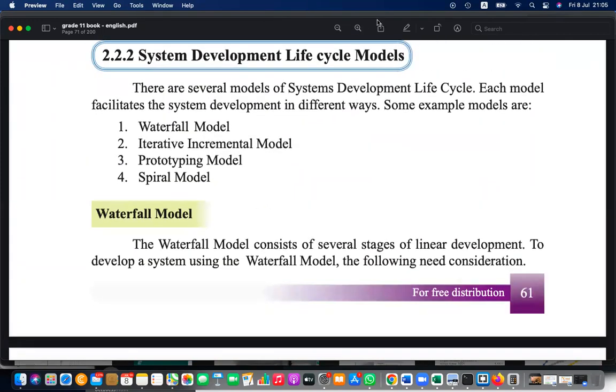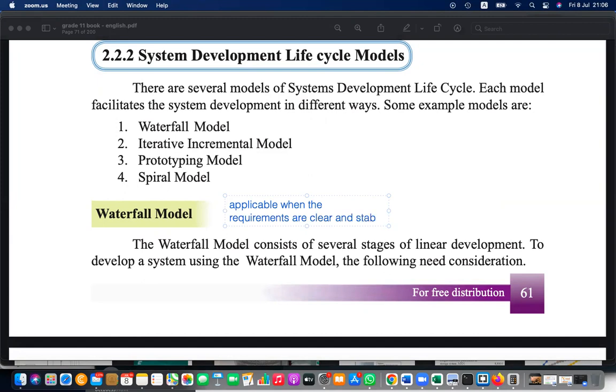Okay, please write down within the bracket: applicable when the requirements are clear and stable. Please write that down.